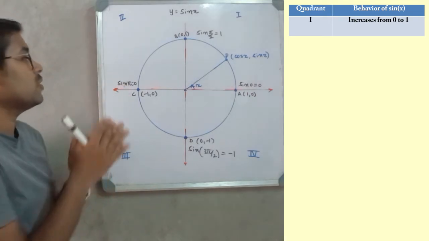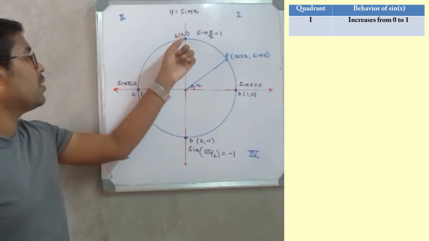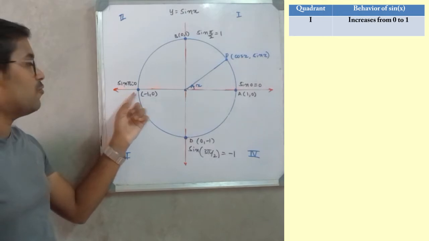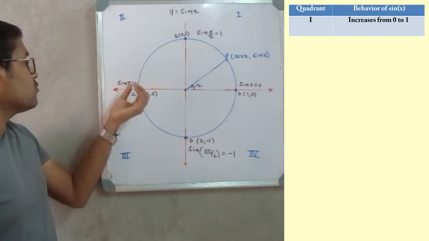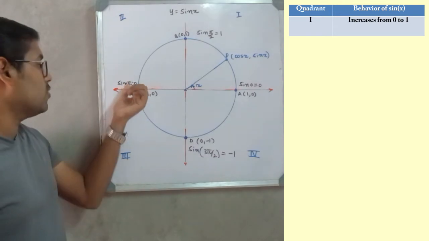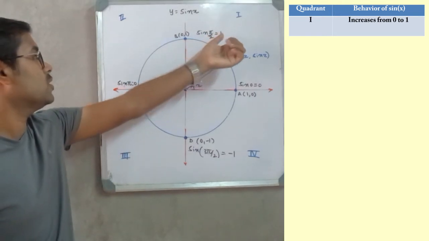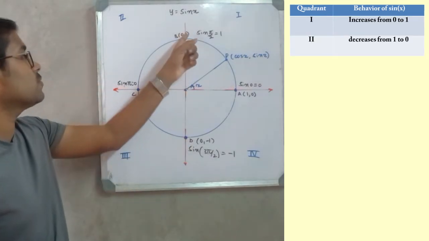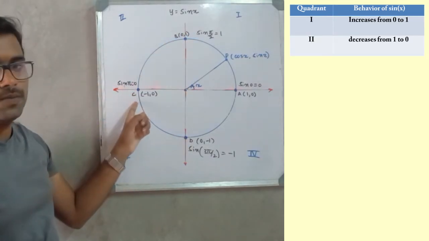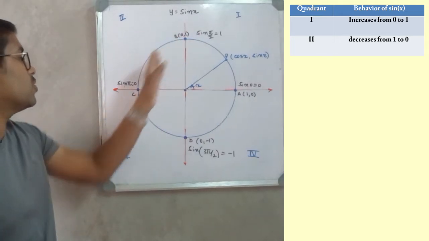Similarly, in the second quadrant, the value of x varies from pi by 2 to pi. The value of sine pi is 0, and sine pi by 2 is 1. So in the second quadrant, the value of sine x decreases from 1 to 0.